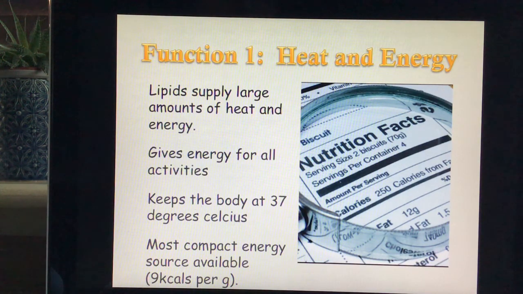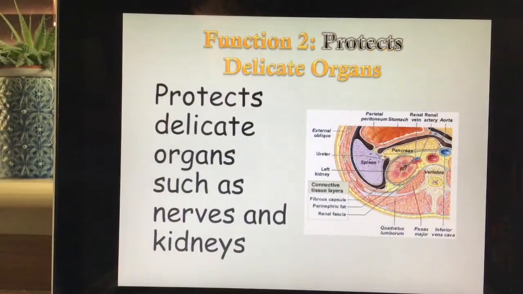Can you remember how many calories are provided by 1 gram of each of the macronutrients and alcohol? Lipids are also required to keep the body at 37 degrees Celsius. The second function of lipids is that they protect delicate organs such as the kidneys. They also insulate nerve fibres.